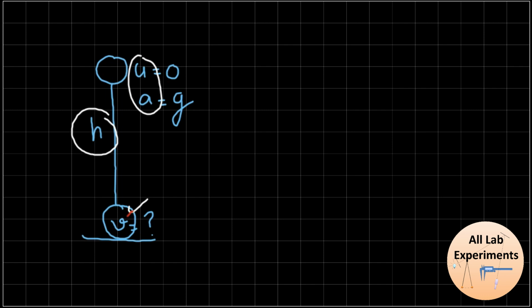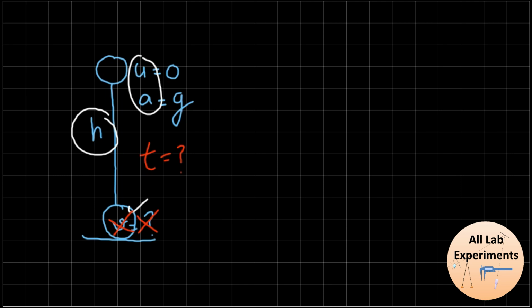Now consider they don't ask for v, they ask for the value of t, the time to travel from this position to this. Now when there is no space for v, the same question will be solved by SVT, the second equation.